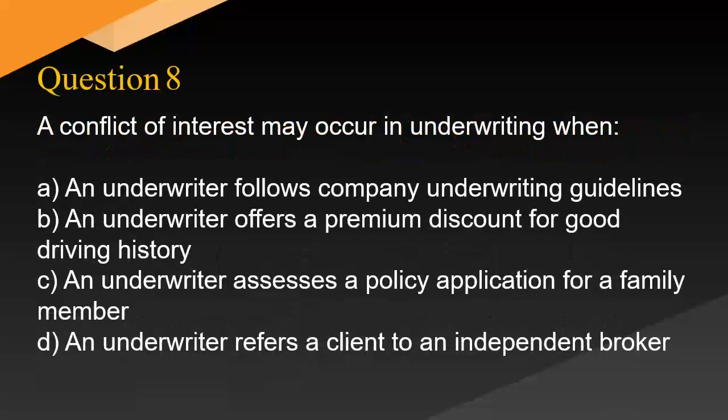A conflict of interest may occur in underwriting when: A. An underwriter follows company underwriting guidelines. B. An underwriter offers a premium discount for good driving history. C. An underwriter assesses a policy application for a family member. D. An underwriter refers a client to an independent broker.